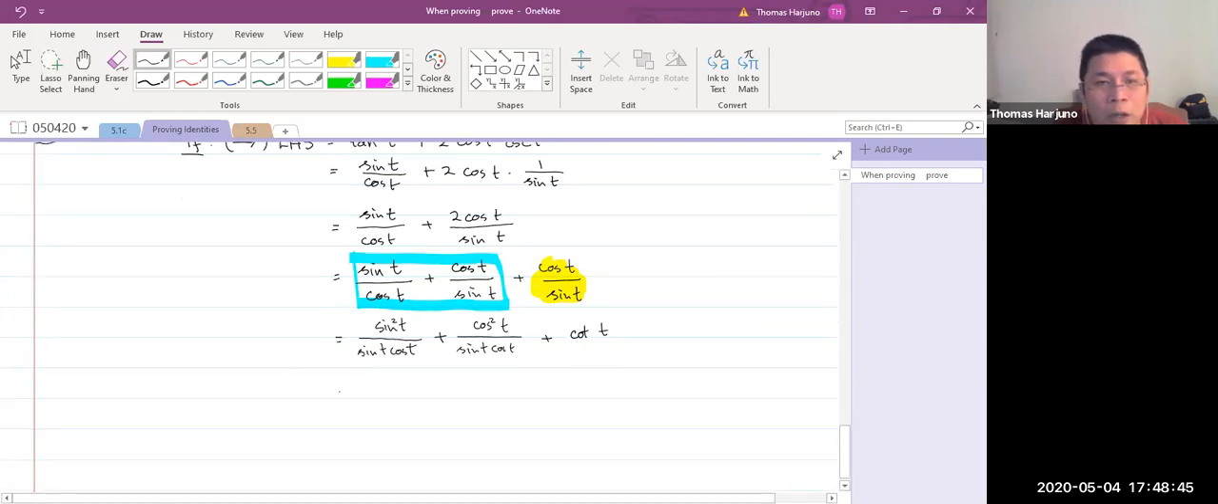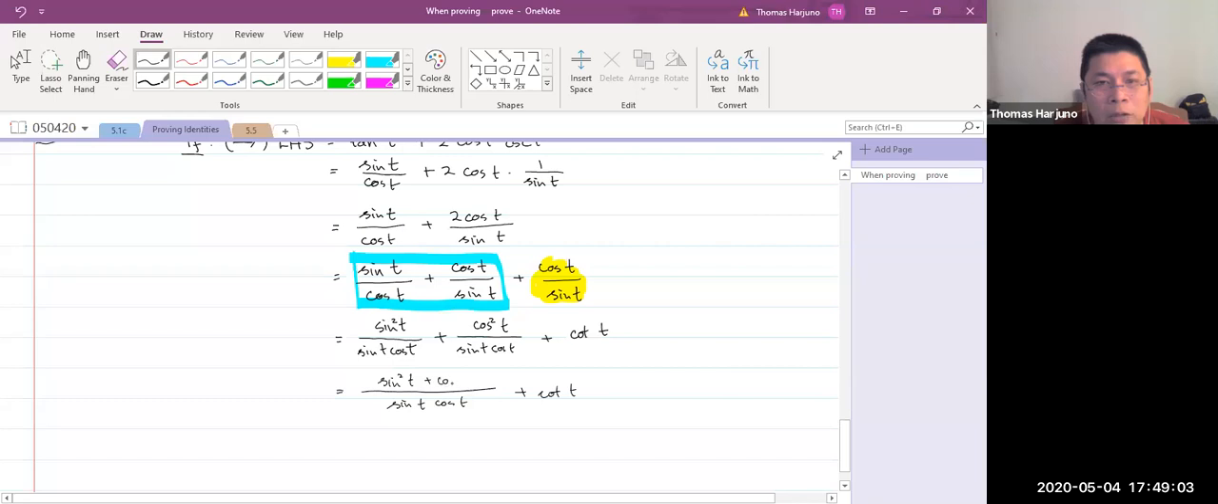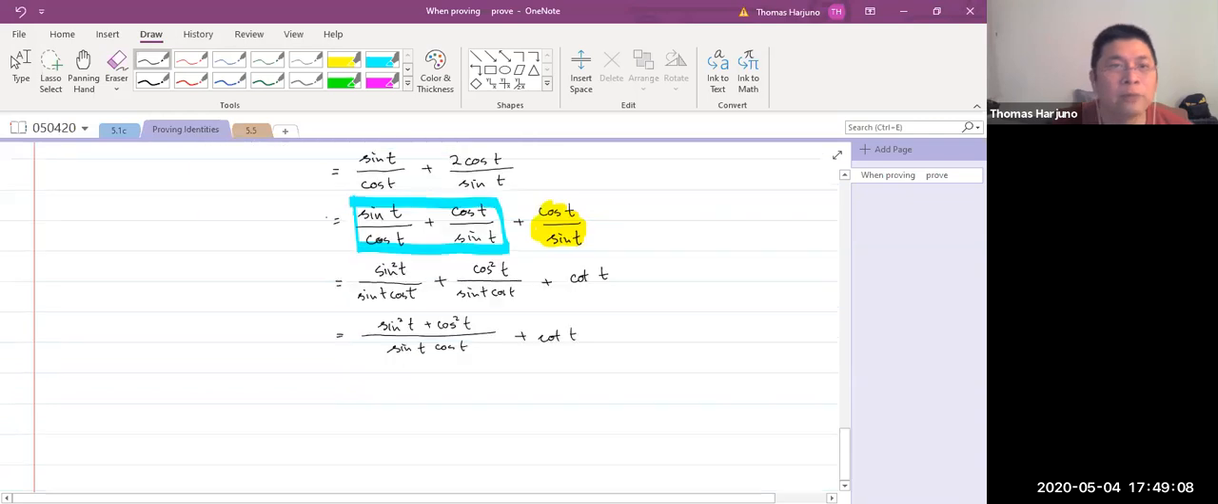And put them together, that will be... what do I have on the top? 1. That will be 1. If you happen to see that 1, I think it's quite reasonable for you to just write 1 there. But if you don't, then I will write it that way first. So yes, that will be 1 over sine t cosine t plus cotangent t.